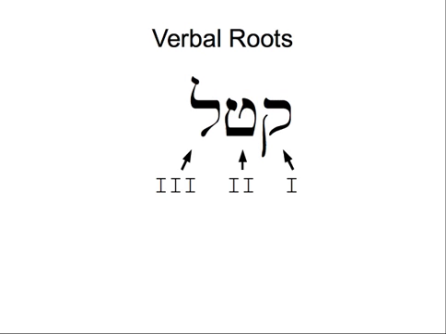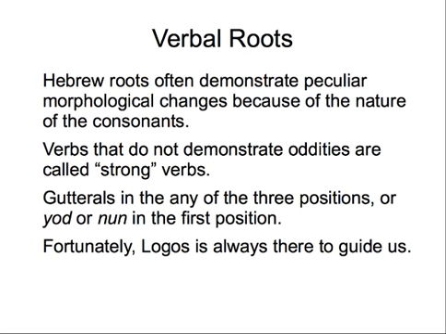What we're going to look at is our paradigm word here: kof, tet, lamed, katal. The root means to kill. And so you'll see that we've delineated the first, second, and third position, moving from right to left as Hebrew does. Hebrew roots often demonstrate peculiar morphological changes because of the nature of their consonants. What I mean by that is that certain consonants just kind of do weird things from time to time.